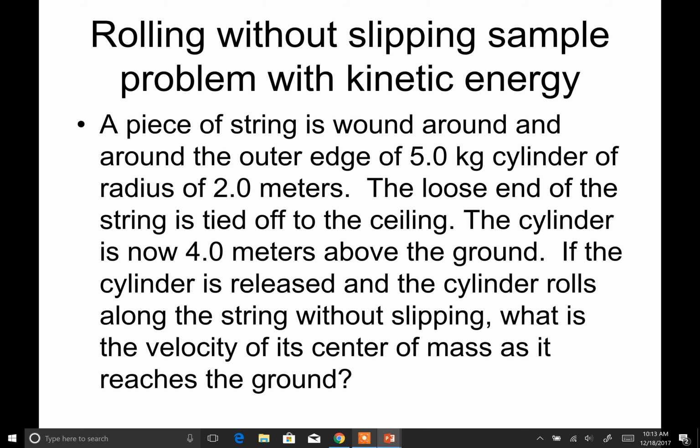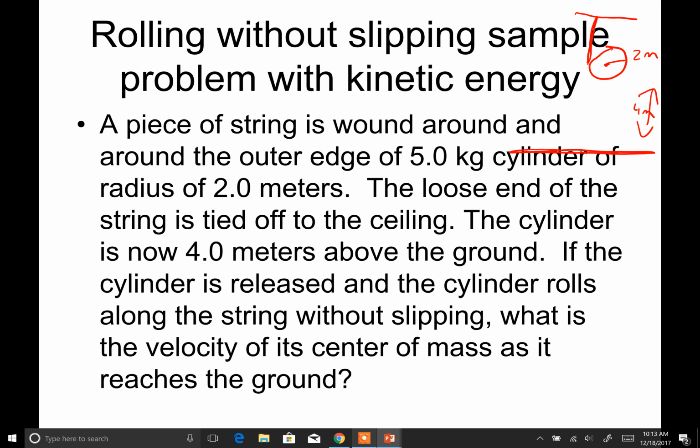All right, so in this problem, we have a piece of string wound around the outer edge of a 5 kilogram cylinder of radius 2 meters. So think of it almost like a yo-yo. And let's say that string is attached up here to a ceiling. The radius of this wheel is 2 meters. The cylinder is 4 meters above the ground. So here's the ground down here. The vertical distance from the center of mass to the ground is 4 meters.